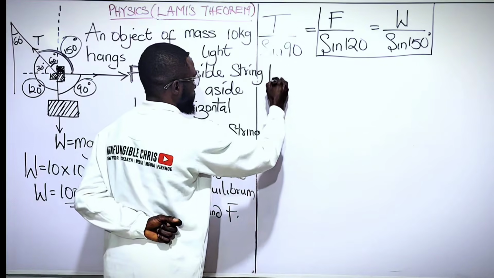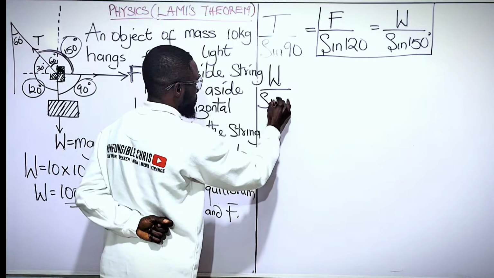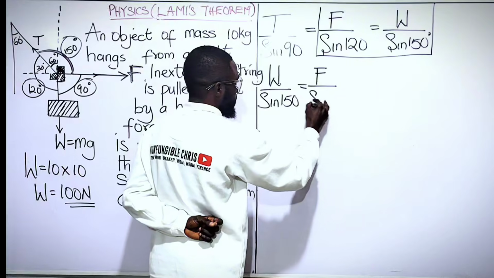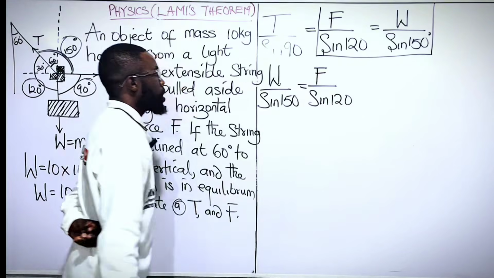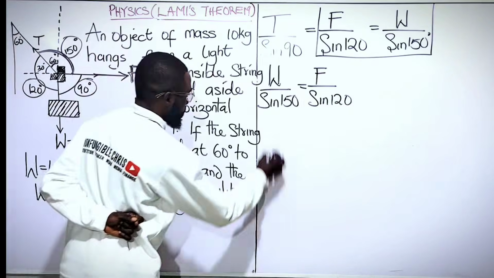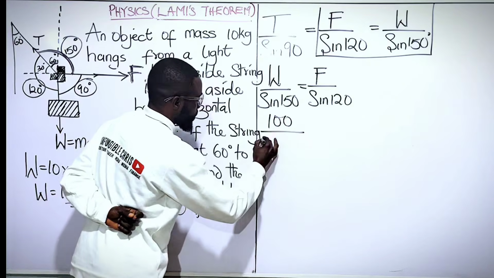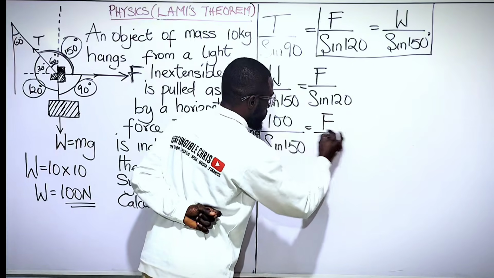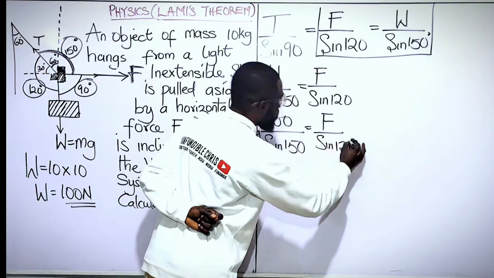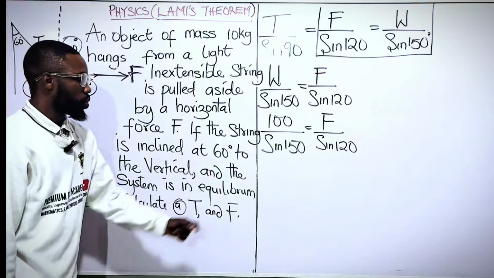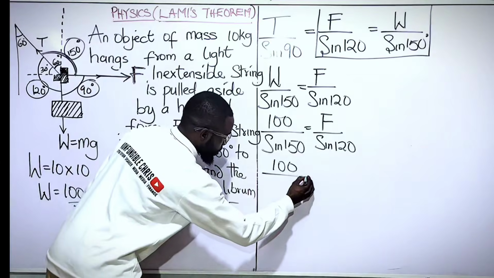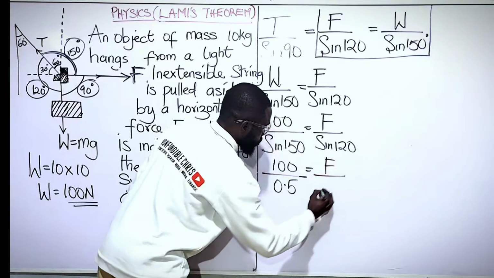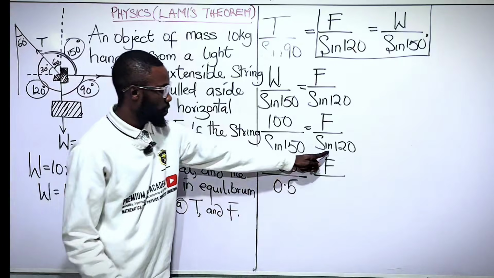So I can say W over sine 150 is equal to F over sine 120. Our W there is 100 Newton, so we can say 100 over sine 150 is equal to F over sine 120. So what is sine 150? Using your calculator, you can get the value of sine 150. That gives us 0.5 equal to F over sine 120.